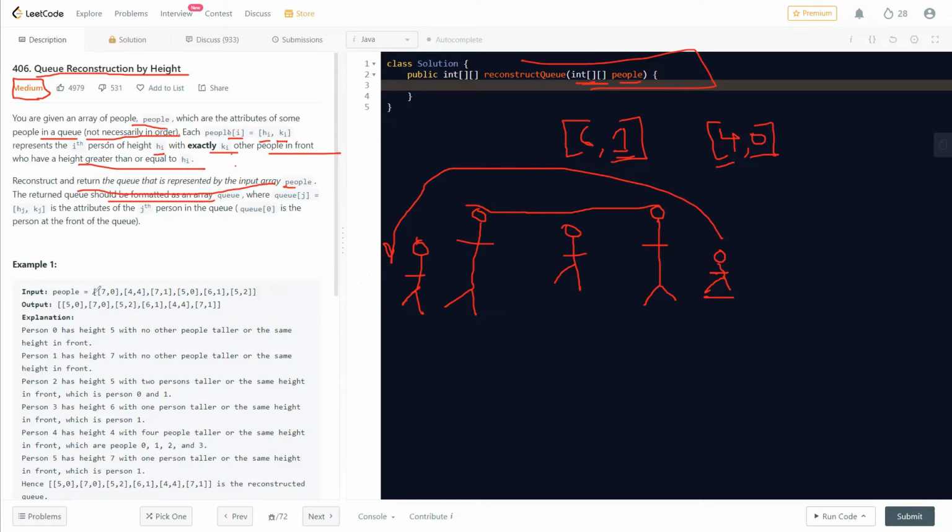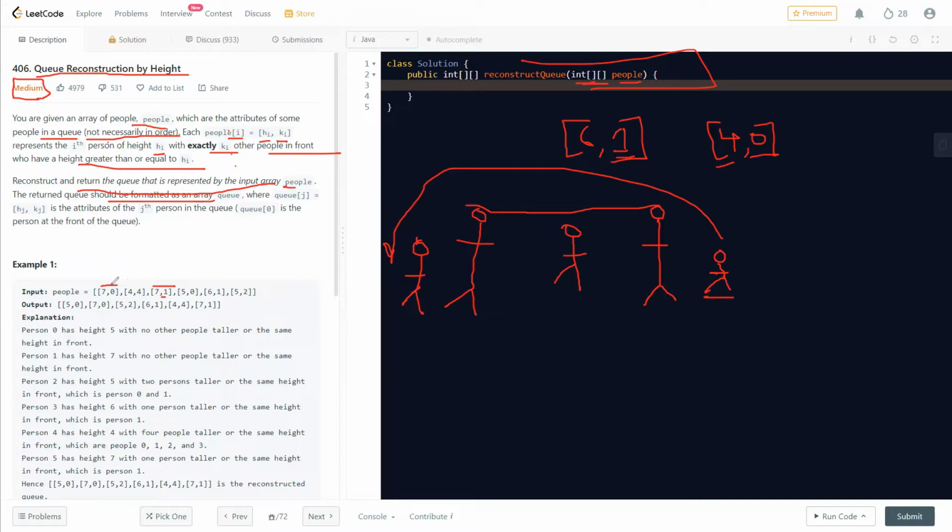Let's take an example and let me make you understand it further. We are given a person [7, 0] here. That means there's a person of height 7 and no other person greater than or equal to 7 is standing before him. And look at this one, he is of height 7 and one person is standing before him. If that is the condition, look at these two lines, then for sure we can understand this.